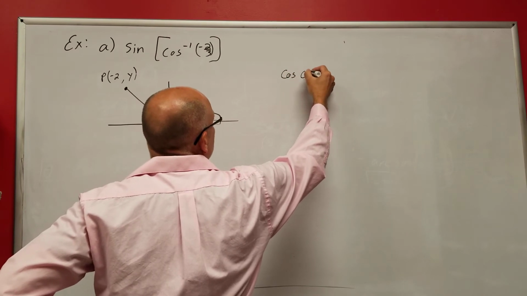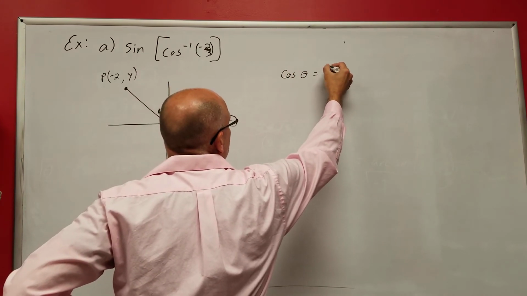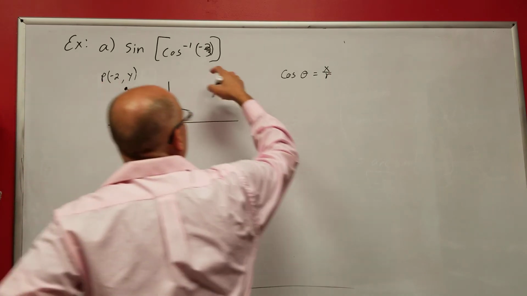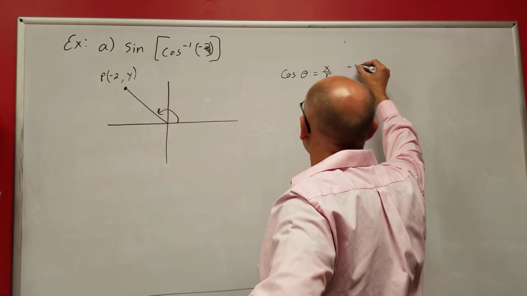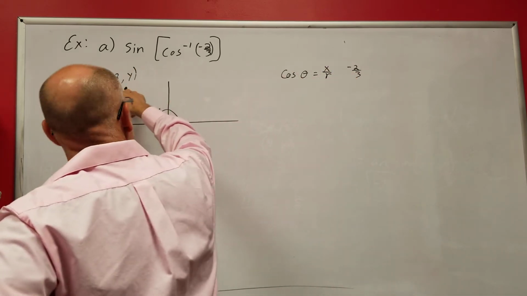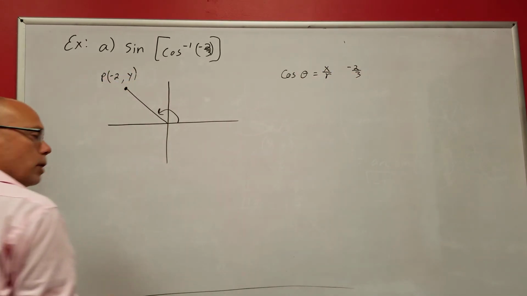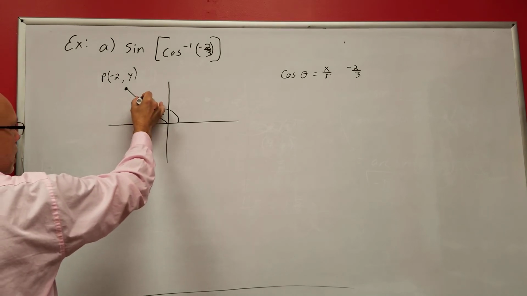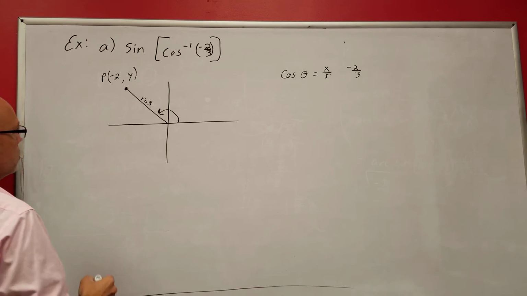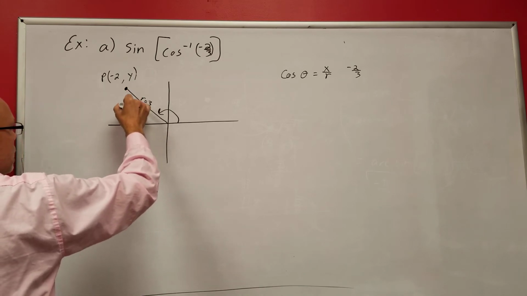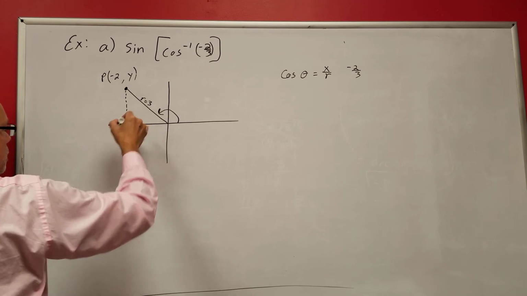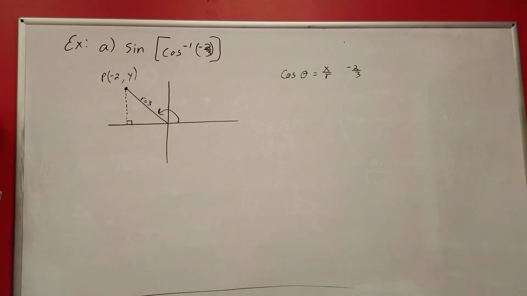Remember the cosine of some angle theta is equal to x over r. So if I have the cosine of some angle as negative 2/3, that means my x value is negative 2, and my r value is 3. So this r value right here is 3, this distance right here. Now, let's drop a line down from this point and make it perpendicular to the x-axis there.